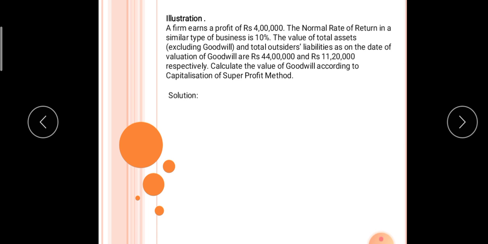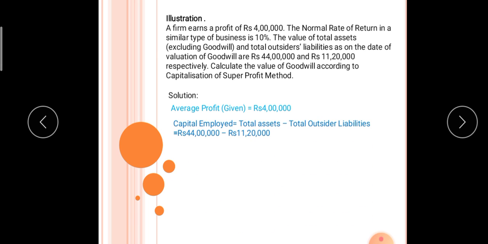So first step, they have given us average profit. Average profit is 4 lakh rupees and normal rate is 10%. What will be the second step? All of you, what will be the second step? We will find out capital employed. To find out capital employed, the formula will be total assets minus total outsider liability. So 44 lakh minus 11,20,000. So capital employed is 32,80,000 rupees.